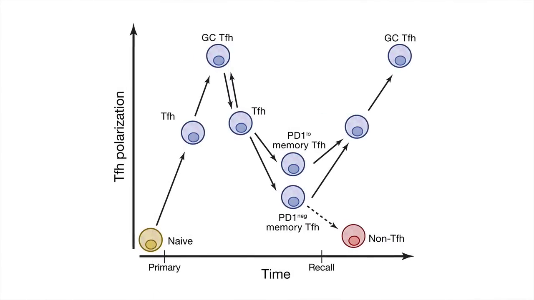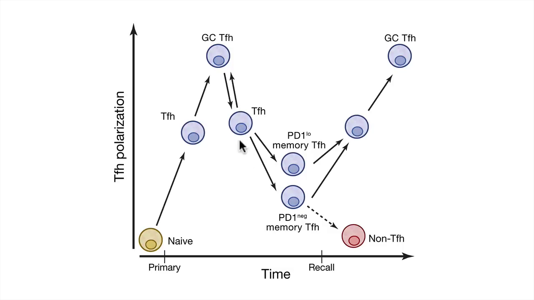And so a simple schematic of TFH differentiation with a focus on memory TFH cells is that TFH can be initially primed in a primary immune response, proceed through to germinal center TFH differentiation, and those cells can interconvert between TFH and GC TFH, and so obviously these are basically indistinguishable.